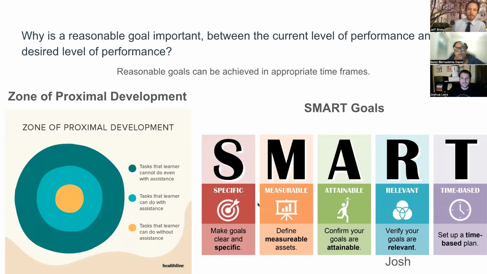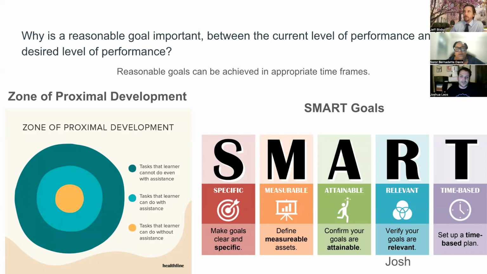All right, my turn. So I'll be talking about goals and just what they are. Reasonable goals, I should say. Reasonable goals are important because a reasonable goal is something that can be achieved in an appropriate amount of time. It's something that I can do quickly, and it's going to bring a lot of value to my organization.